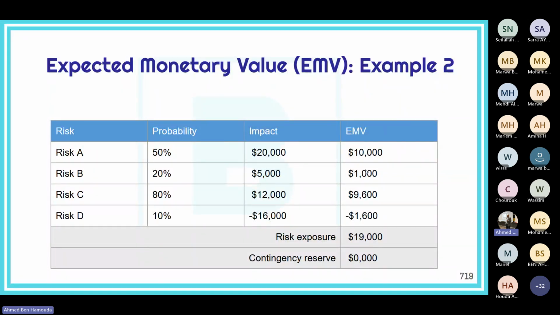10,000, 9,000 plus 1,000 plus 9,600 minus 1,600, that's plus 19,000. So since we have a positive risk exposure, then we don't need to put anything in contingency reserve, okay? Because we have a positive risk exposure. We put money in contingency only when we have a negative risk exposure, okay? So this is an advanced way of analyzing risks.